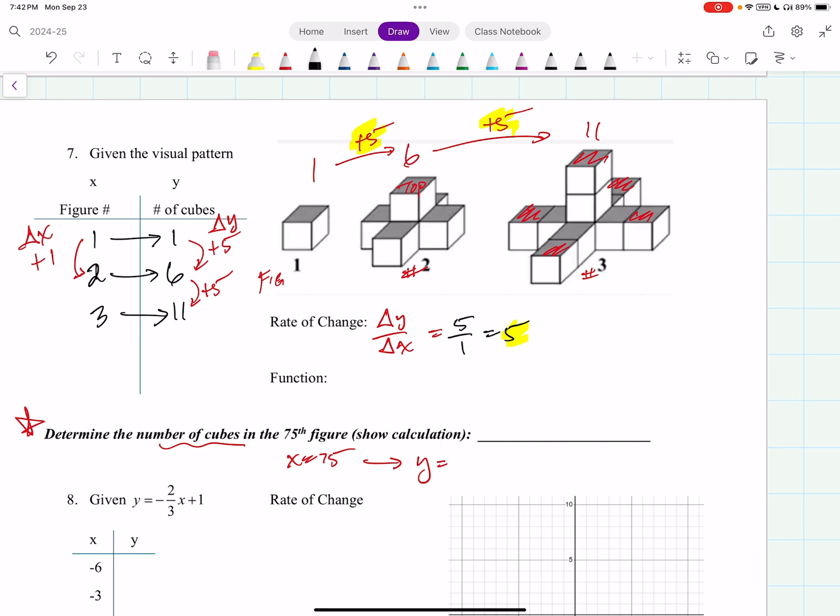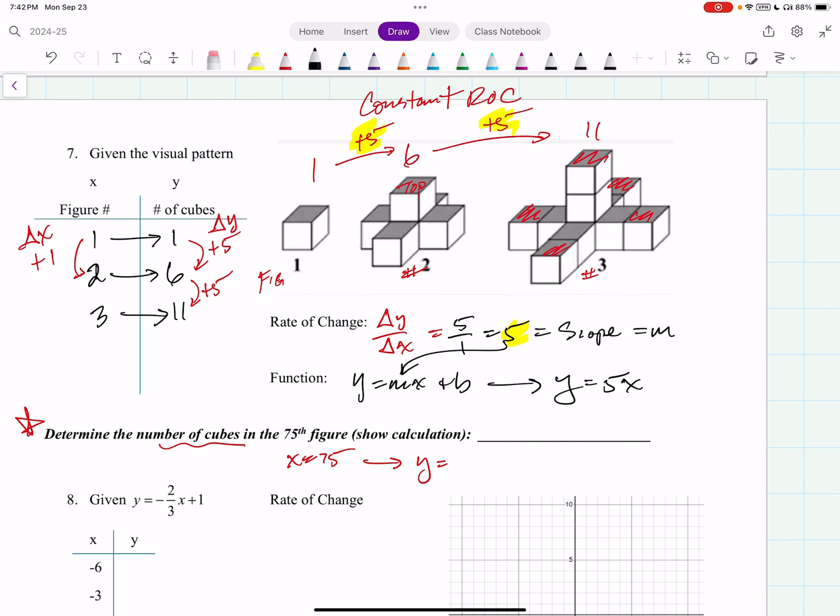And then the function, it looks like whenever you add something constantly, this is called a constant rate of change. Constant rate of change here. All right, we have a linear function, y equals mx plus b. Now the rate of change is your slope, which is m. So that number goes here. So we start off with y equals 5x, where x stands for the figure number and y stands for the cubes, but that can't be it.